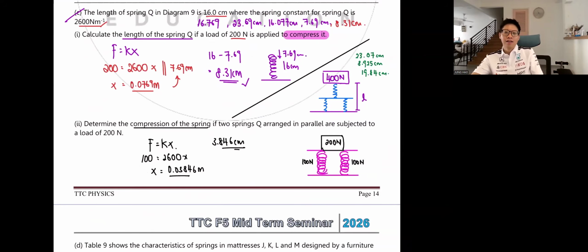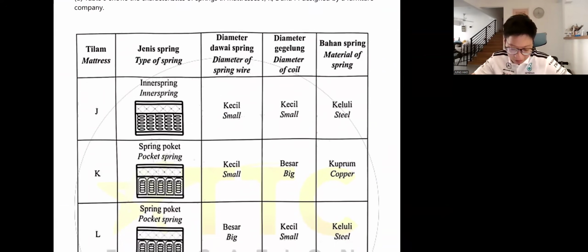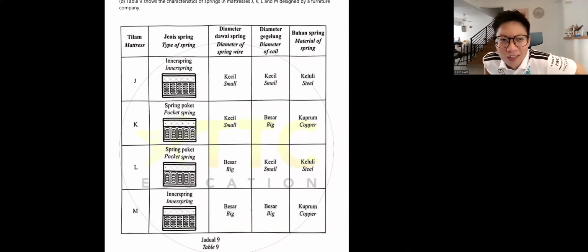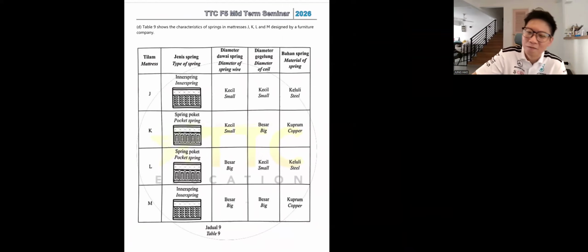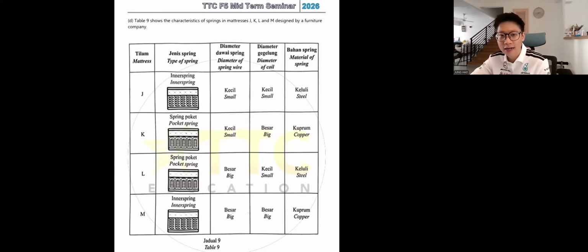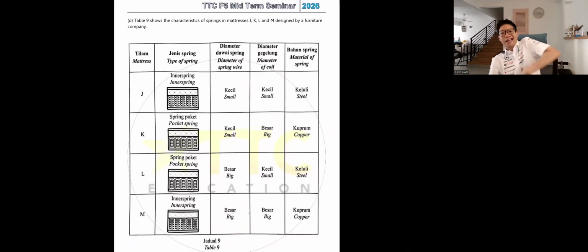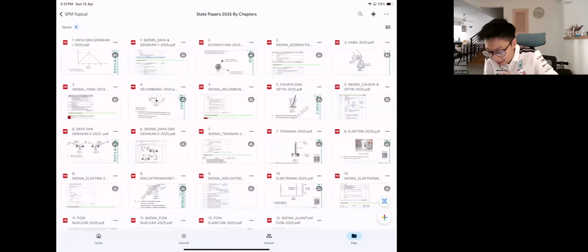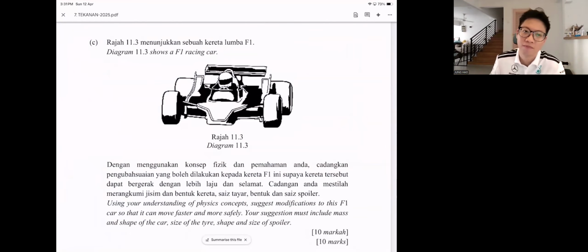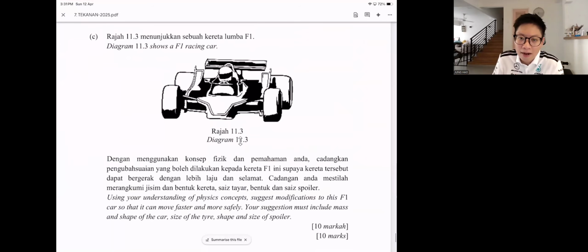Okay, guys, come on. We don't have enough time, we need to go faster. Let's talk about the mattress now. And later on, guys, I will show you what I think will come out for your essay question. Gut feeling. I feel like your midterm exam will come out this question, the F1 car.